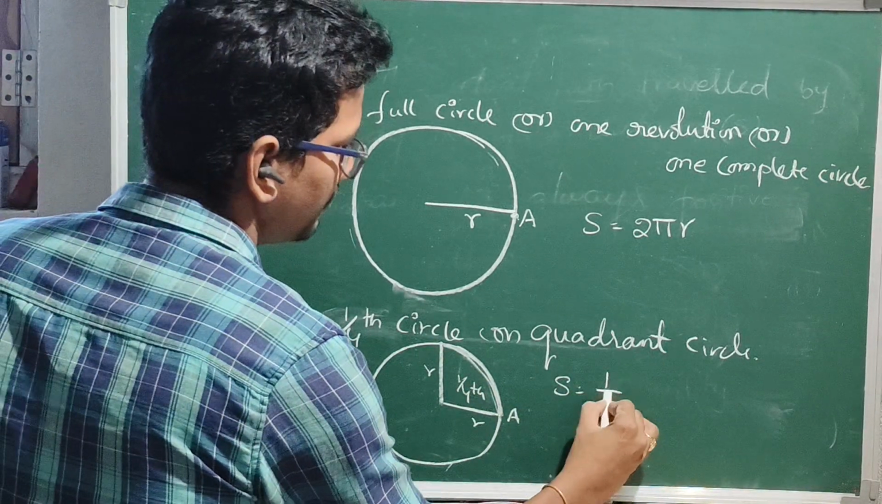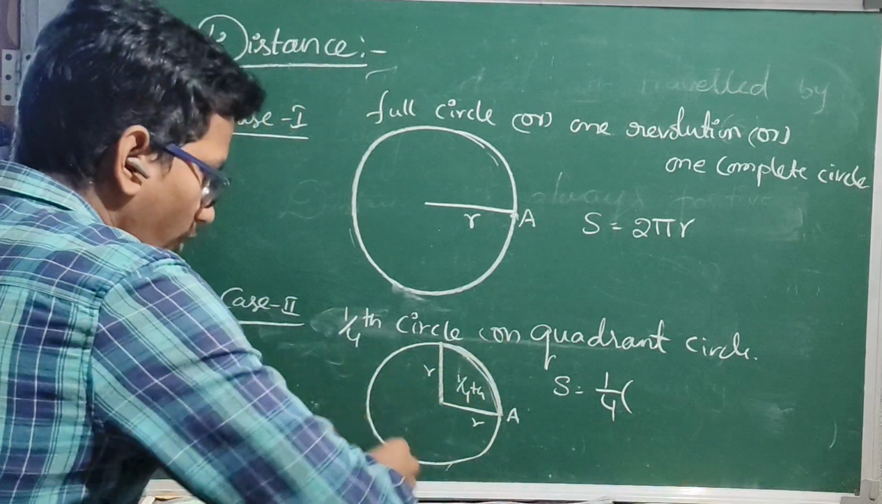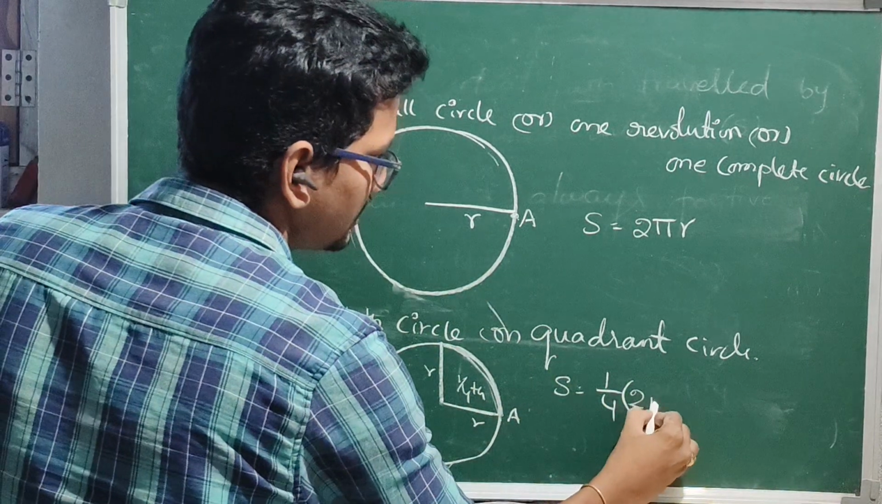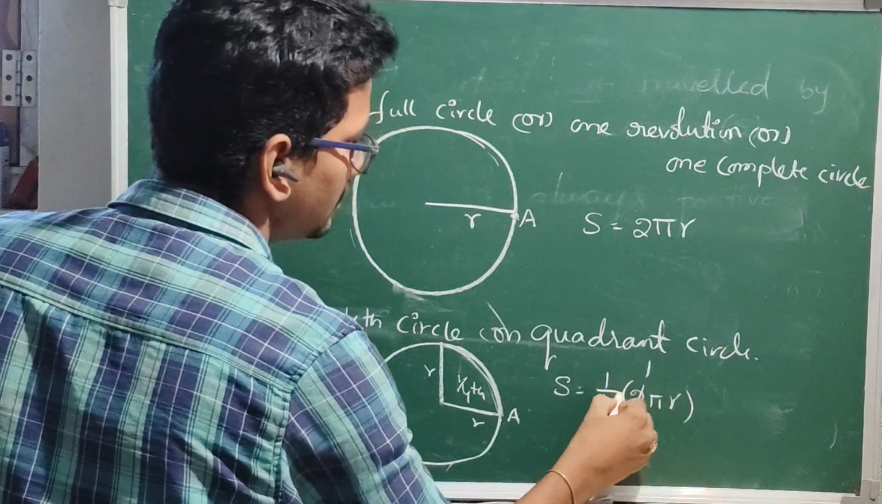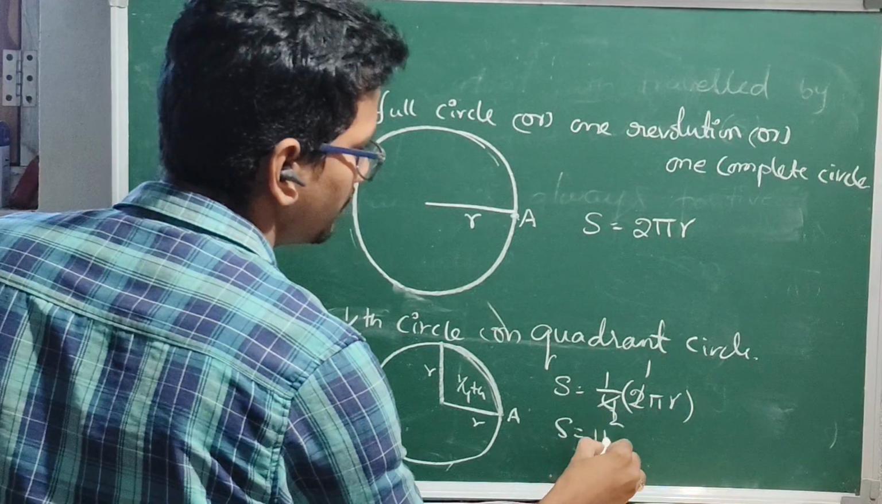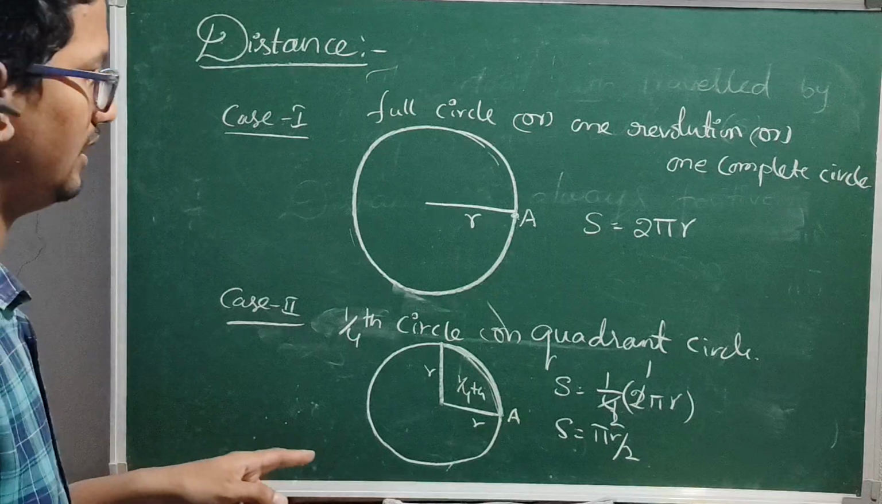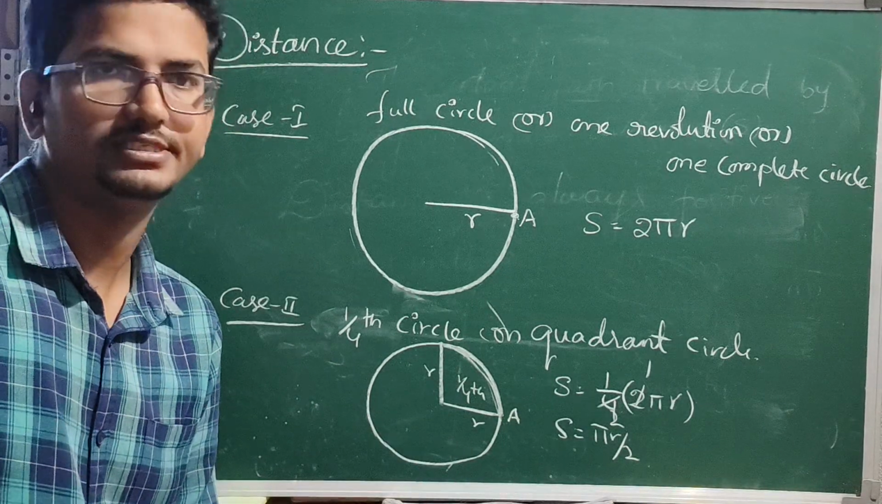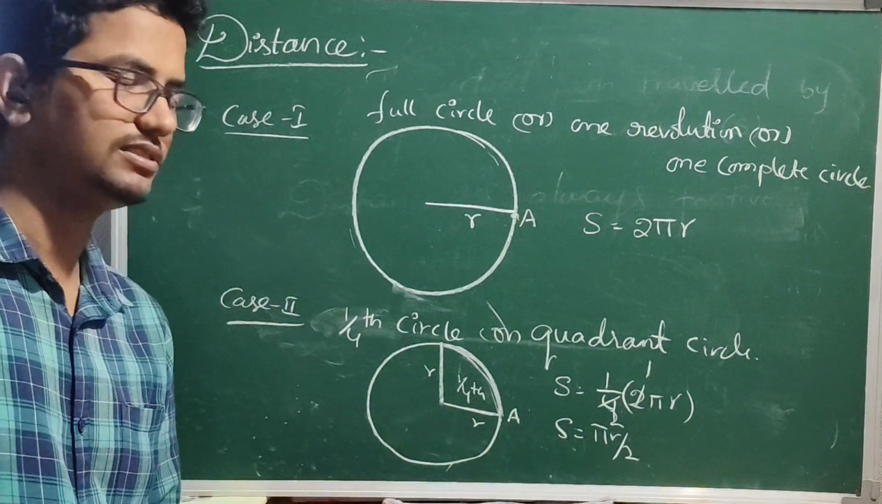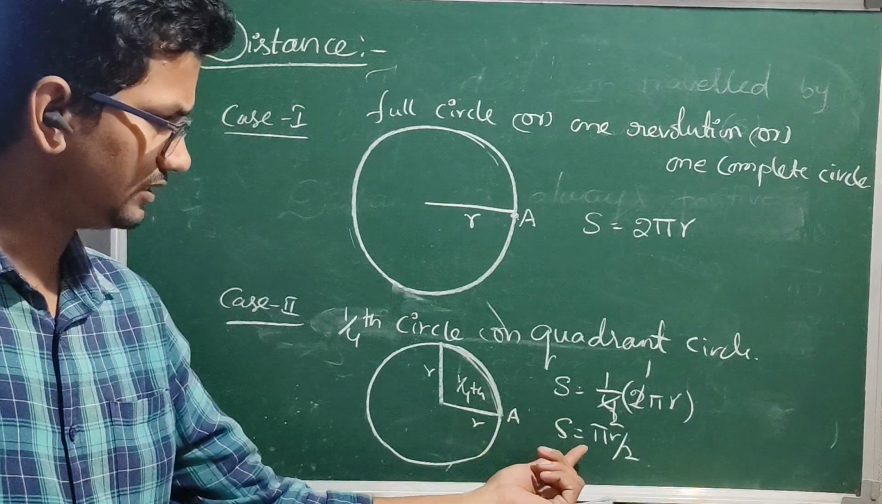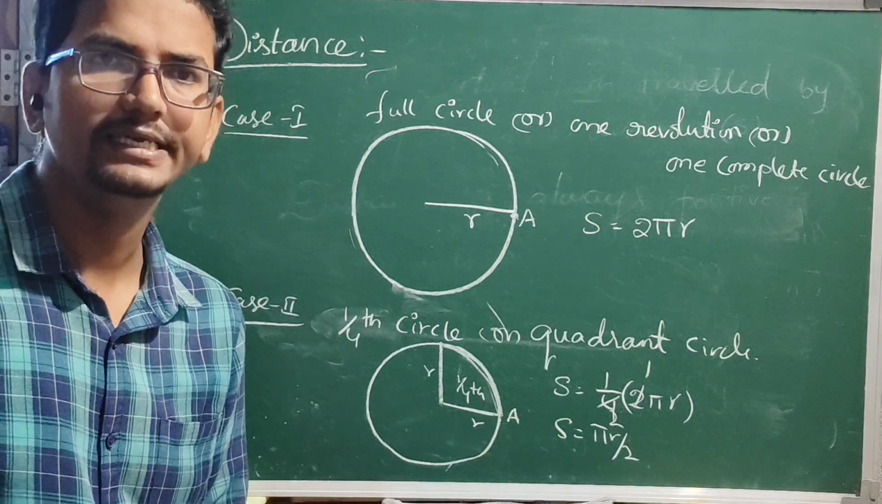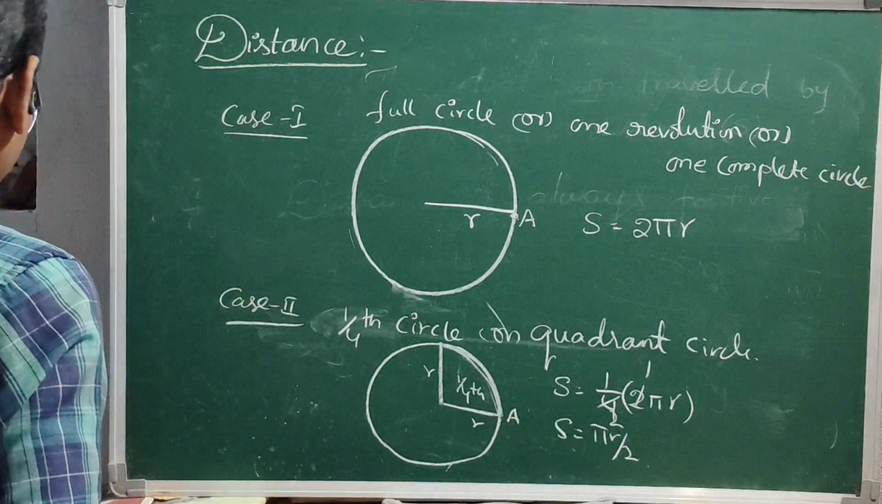Distance is equal to 1 by 4th of the total complete circle. That is 2 pi r. 2 ones are 2, 2 twos are 4. What is the value here? Pi r by 2. That is the 1 by 4th circle distance. Okay, we need to find the distance. What is the 1 by 4th circle distance? So S is equal to pi r by 2. Okay, two cases are completed.